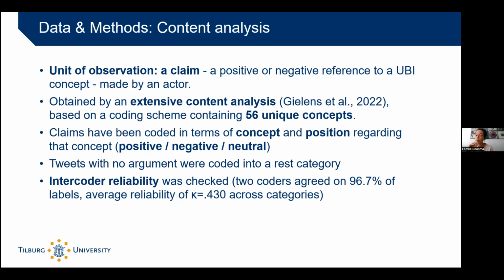Some references can be positive, so for instance, I will show an example in a minute. Several references can be positive, several can be negative or neutral. We found 56 unique concepts that were used in this debate, and I will show you in a minute what we found. There were also some tweets with no arguments, which were coded in the rest category. This can be spam or advertisements or all kinds of things you find on Twitter that were not relevant for the debate, but also tweets with no argument given.